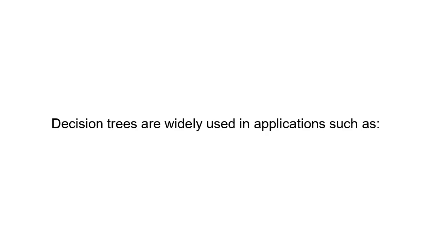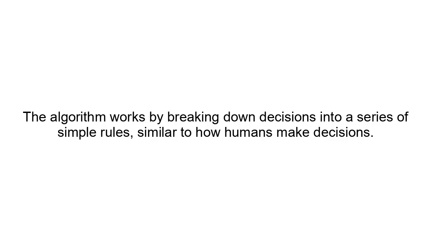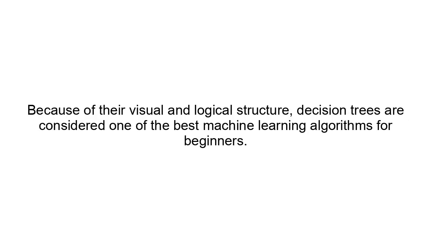Decision trees are widely used in applications such as medical diagnosis, customer behavior prediction, fraud detection, credit risk analysis, and recommendation systems. The algorithm works by breaking down decisions into a series of simple rules, similar to how humans make decisions. Because of their visual and logical structure, decision trees are considered one of the best machine learning algorithms for beginners.